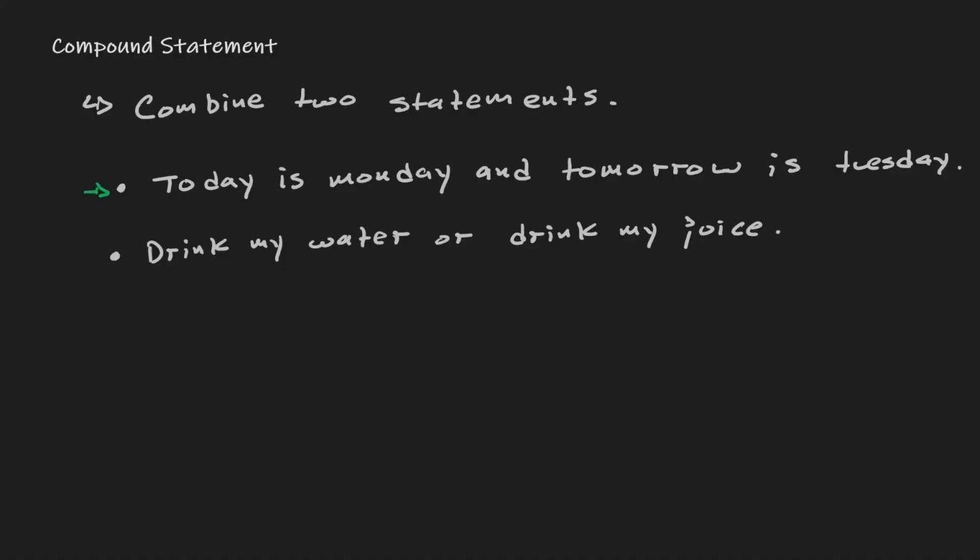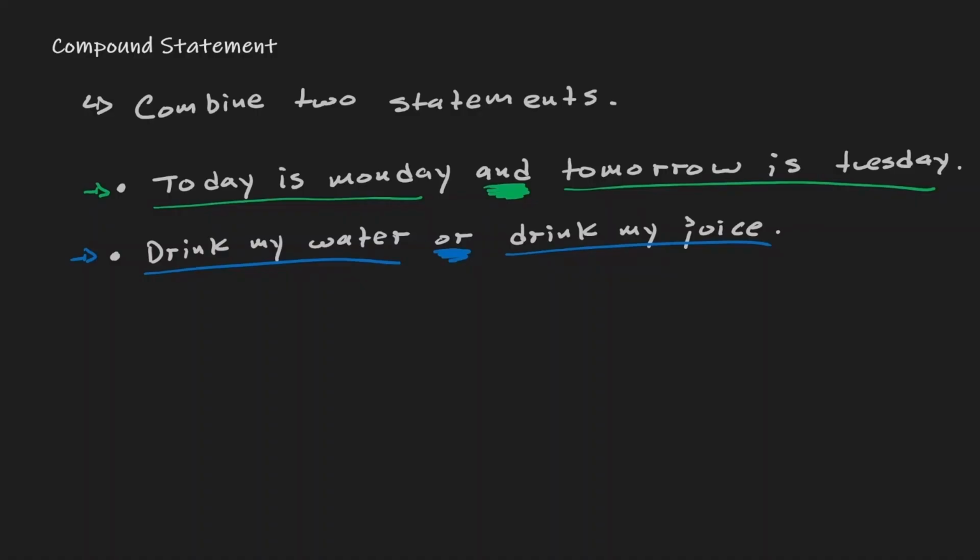So in our first example here, my first statement is today is Monday, and my second is tomorrow is Wednesday. So there were two statements that were put together. That's what we refer to as a compound statement. In my second example here, my first statement was drink my water. My second statement was drink my juice. And they were put together to have a new statement, drink my water or drink my juice. Notice that those two statements were put together by using the word and or the word or.